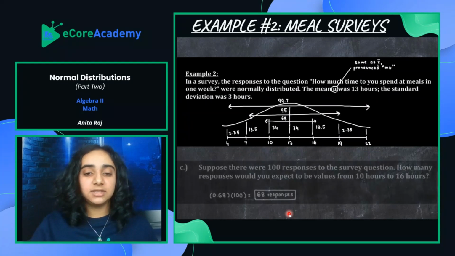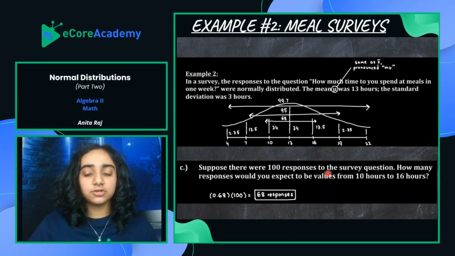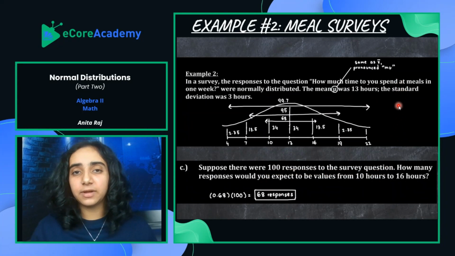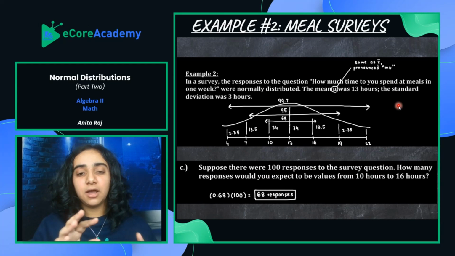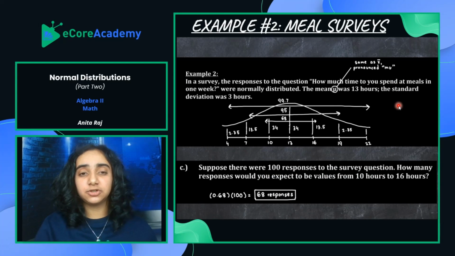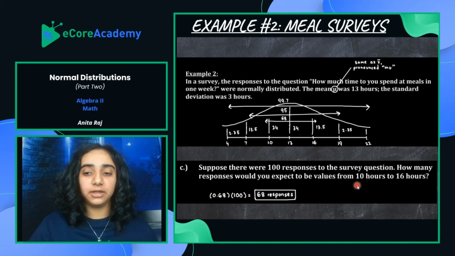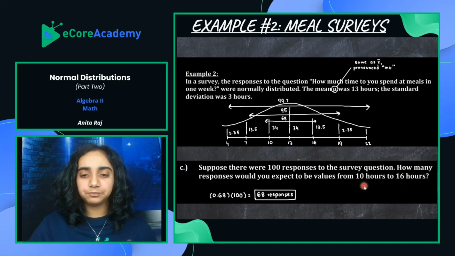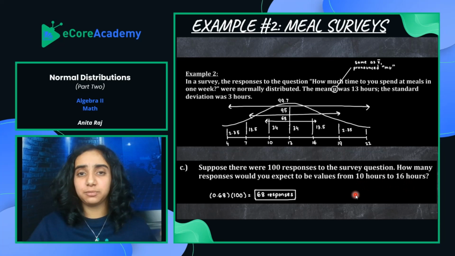So let's look at C now. Suppose that there were 100 responses to the survey question. As you can see in the problem, they never tell us how many people answered the survey. They just tell us that this was normally distributed. They also tell us the mean was 13 and the deviation was 3. So now let's assume that there were 100 responses to the survey question of how many hours it takes in 1 week for people to eat meals. So how many responses would you expect to be values from 10 hours to 16 hours? Well, what we found in the last problem was a percent.